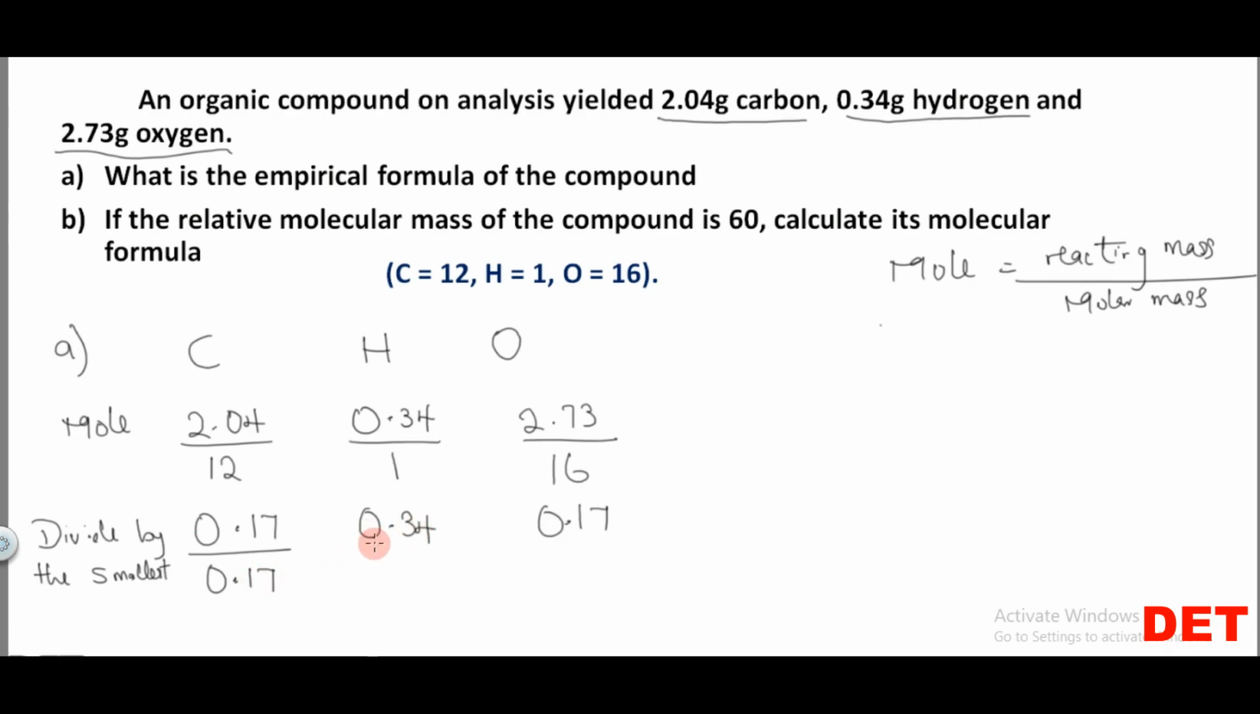Then this is 0.34 divided by 0.17. Then this is 0.17 divided by 0.17. So 0.17 divided by 0.17 is 1. 0.34 divided by 0.17 will give me 2. Then 0.17 divided by 0.17 will give me 1. So the ratio of carbon to hydrogen to oxygen in this compound is 1:2:1.